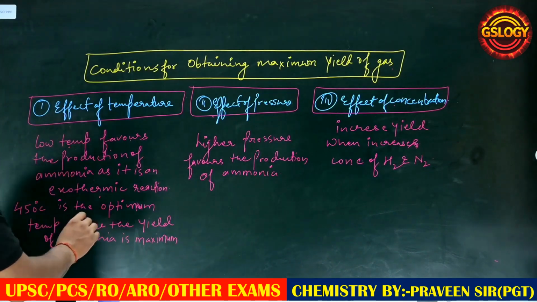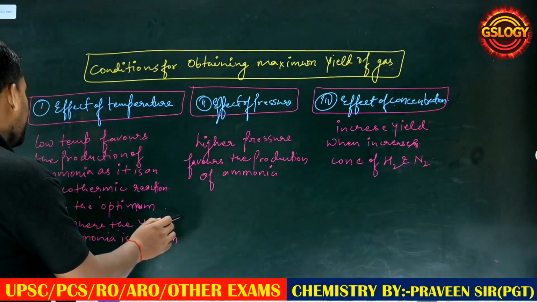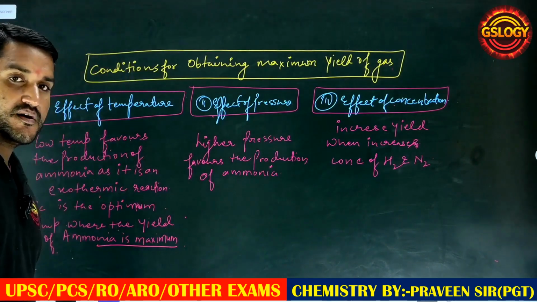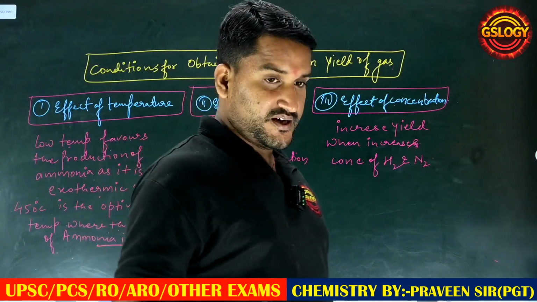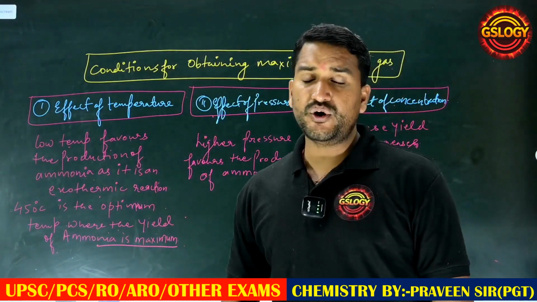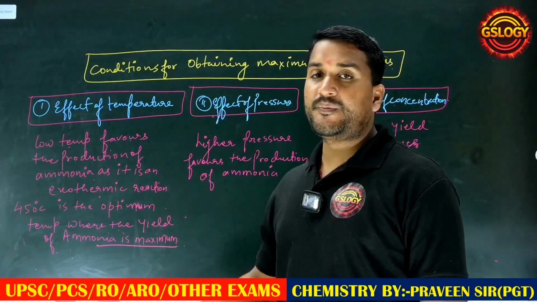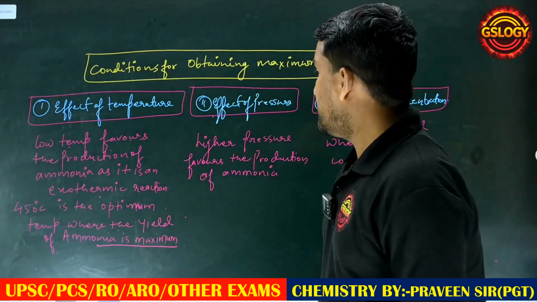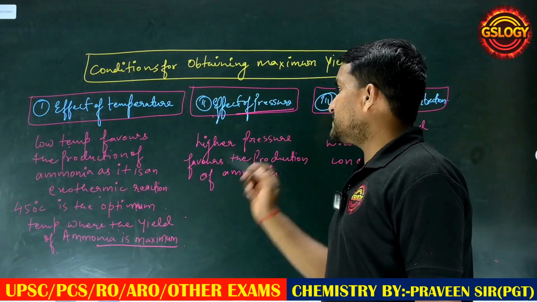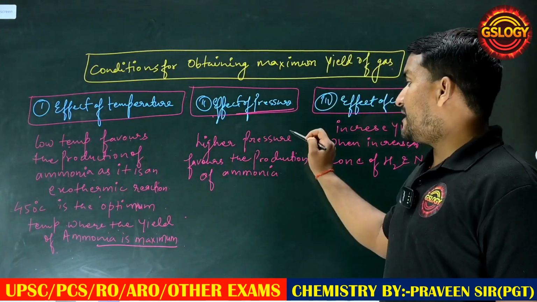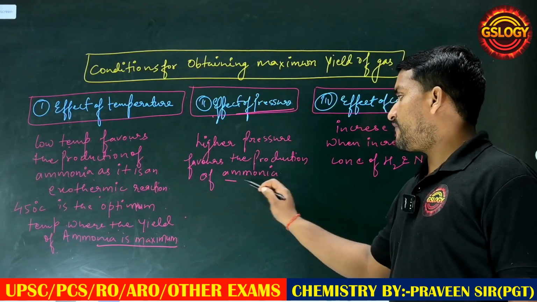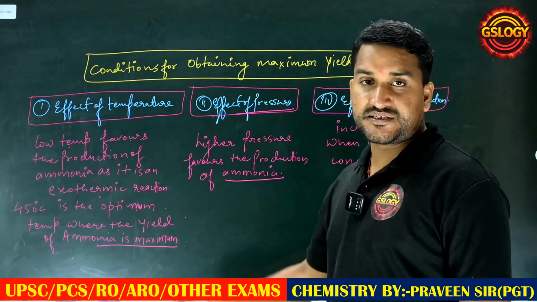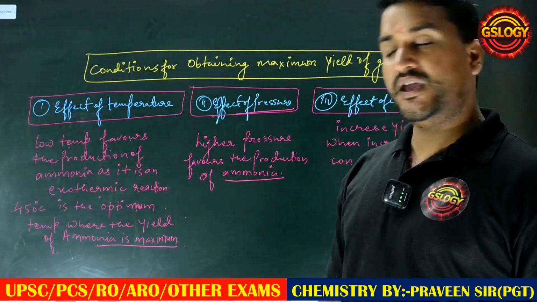450 degrees Celsius is the optimum temperature where the yield of ammonia is a maximum. Always keep in mind, for a good yield of ammonia, the optimum temperature of this reaction is 450. And the next point is the effect of pressure. High pressure favors the production of ammonia. If the pressure is higher, then the yield of ammonia gas will be more.